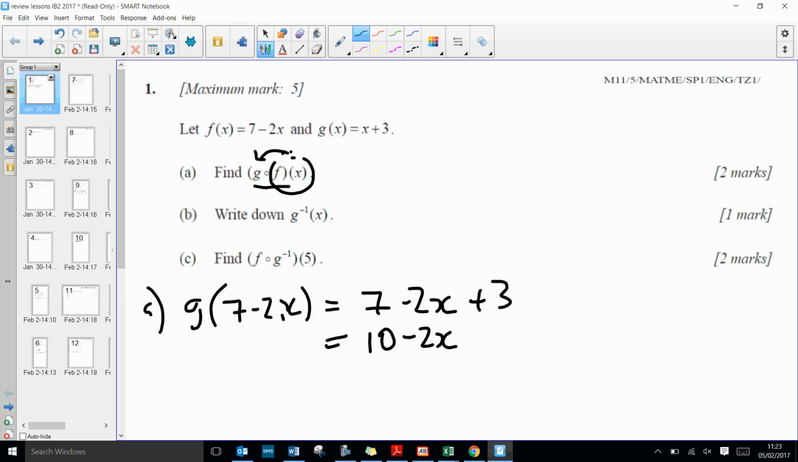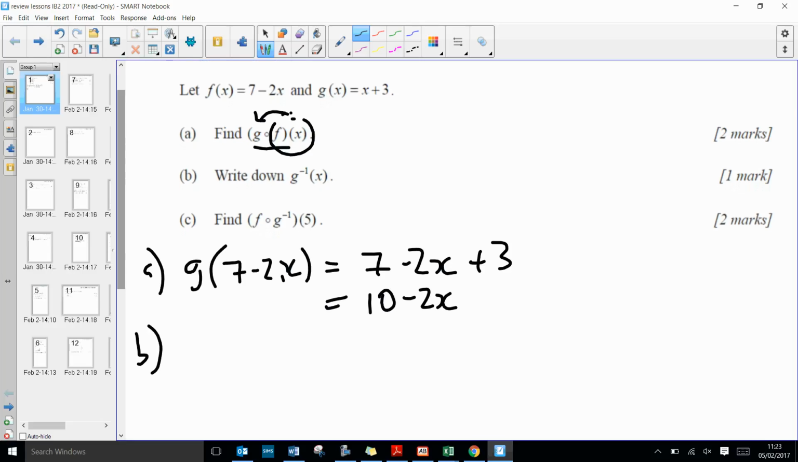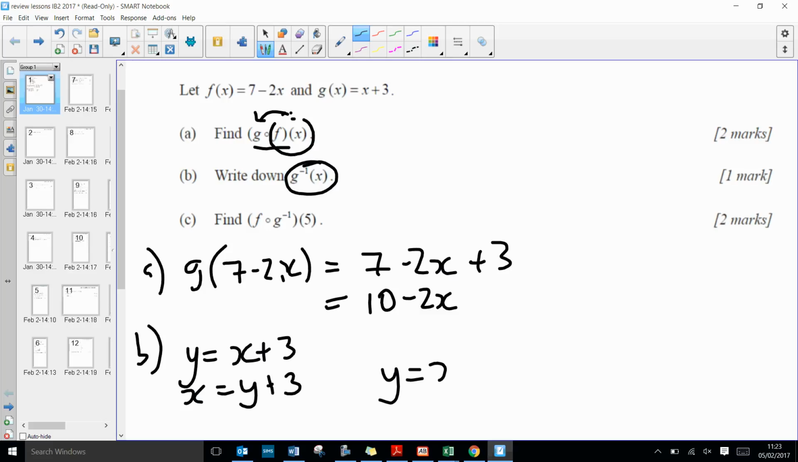B, find the inverse function. That's what this means, the inverse, because it's minus 1, not dash. Don't get confused with those. So to do that, we initially write y equals x plus 3, switch the x and y variables, and then make y the subject. So inverse function is just x minus 3.